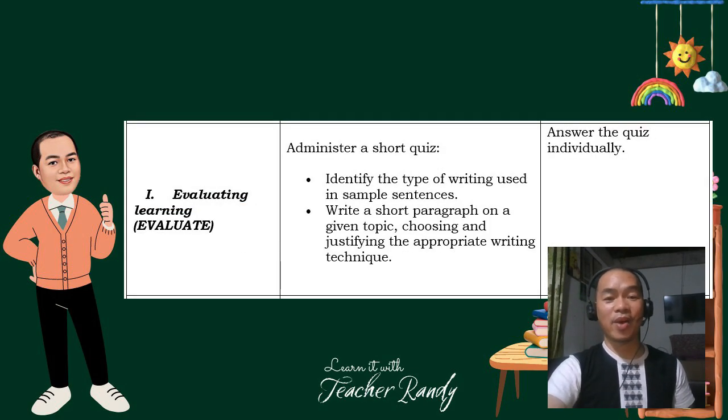I is evaluating learning. That belongs to Evaluate. This step assesses students' understanding, progress, and ability to meet the learning objectives. It helps to identify areas for improvement or mastery. In this lesson, students complete a writing task. Example, creating a short essay incorporating all three techniques. The teacher uses a rubric to assess the work and provide constructive feedback.